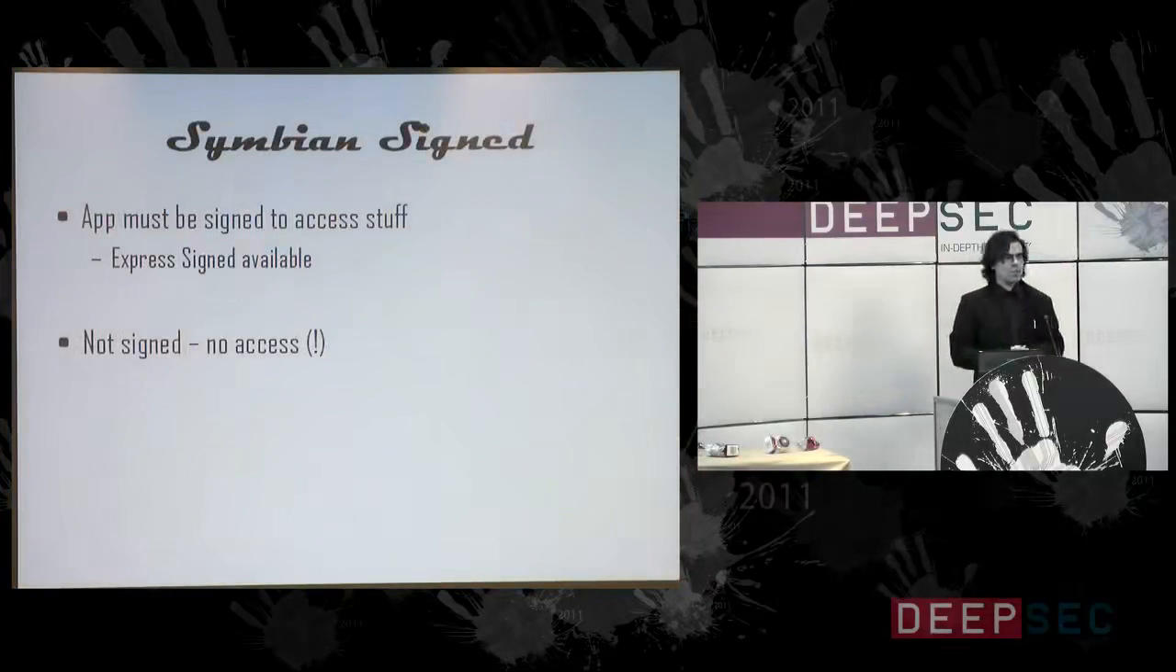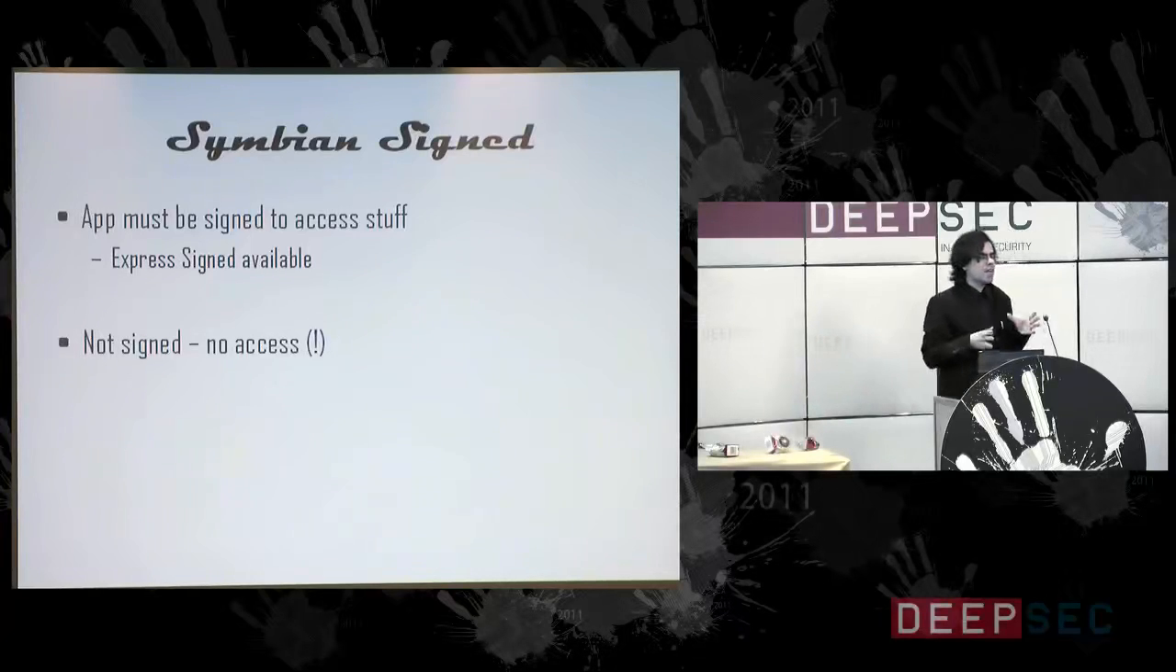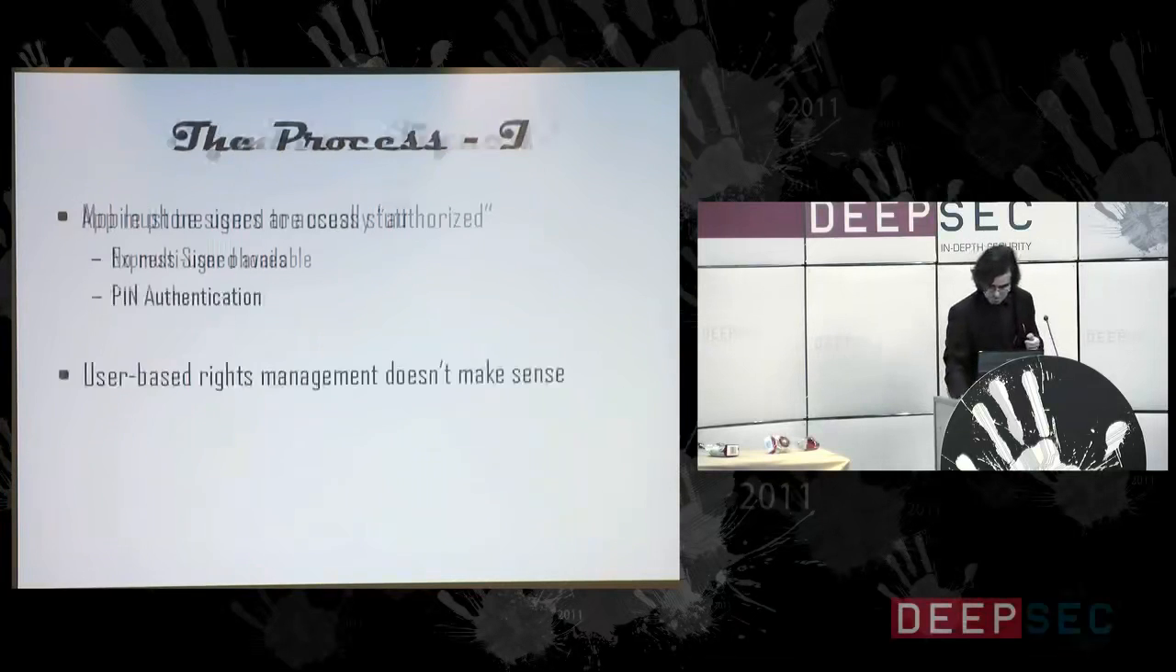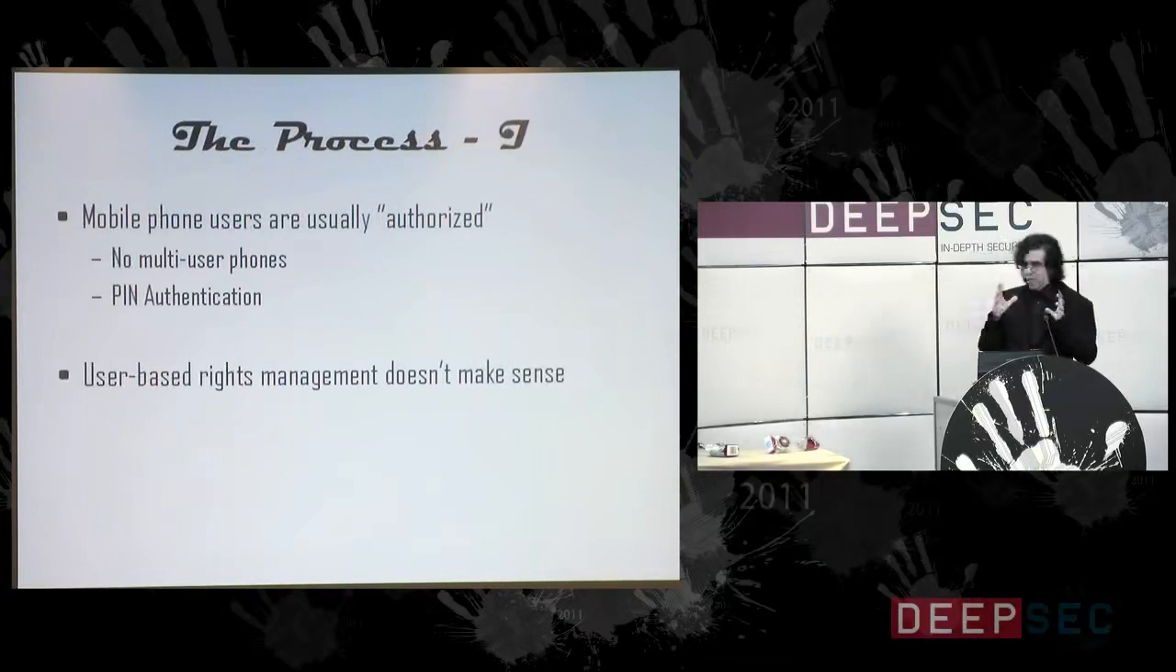Symbian was the first operating system to introduce some kind of security. It introduced the so-called Symbian-signed code signing scheme. This meant that binaries had to be signed. And if the binary wasn't signed, then the binary wasn't allowed to do sensitive stuff, like, for example, call a premium rate number. And the Symbian sign system was broken down on a process level. Why on the process level?